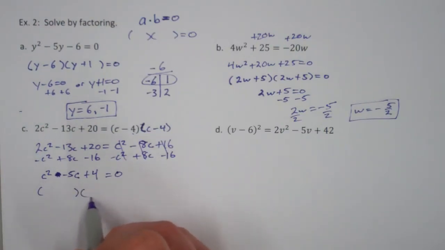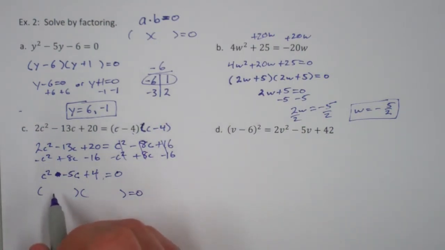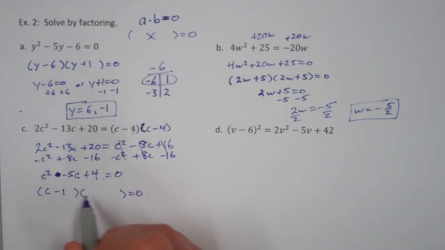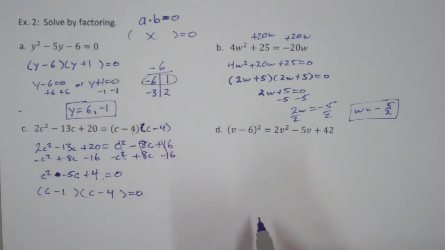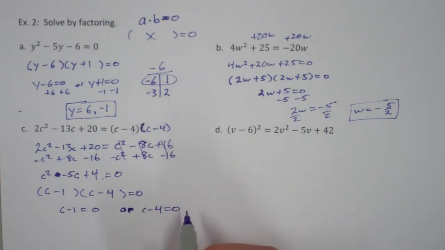Our task now is to find two numbers that multiply to get positive 4, but add to get negative 5. And that's going to be negative 1 and negative 4. So we'll have c minus 1, c minus 4. Notice it doesn't make a difference whether you write c minus 4 and then c minus 1 next, or c minus 1, c minus 4 like we have here. So that's going to be c minus 1 is equal to 0, or, let's make this an or sign, or just the word or, c minus 4 is equal to 0.